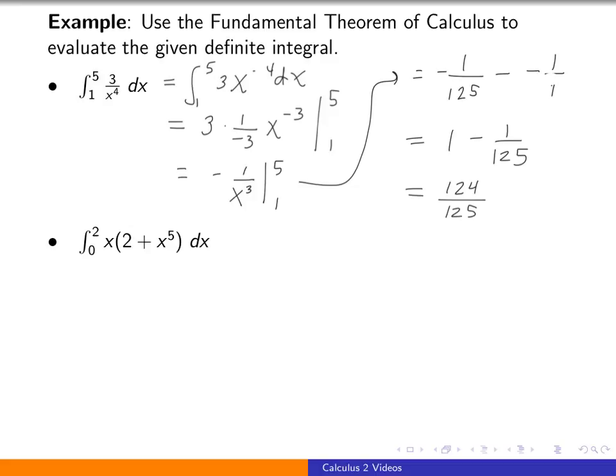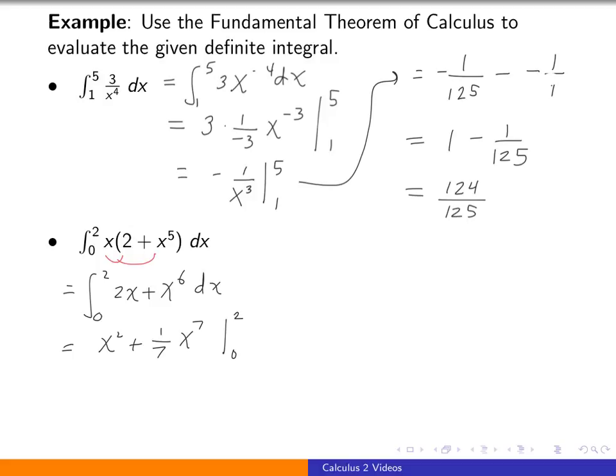For our next example, we have the definite integral from 0 to 2 of x times 2 plus x to the 5th. And in order to do so, we're just going to, as we've seen previously, do a little bit of algebra. Take that x and distribute it through. So this would be the definite integral from 0 to 2 of 2x plus x to the 6th dx. So we antidifferentiate our integrand. So that would be x squared plus 1/7 x to the 7th. And we're evaluating from 0 to 2.